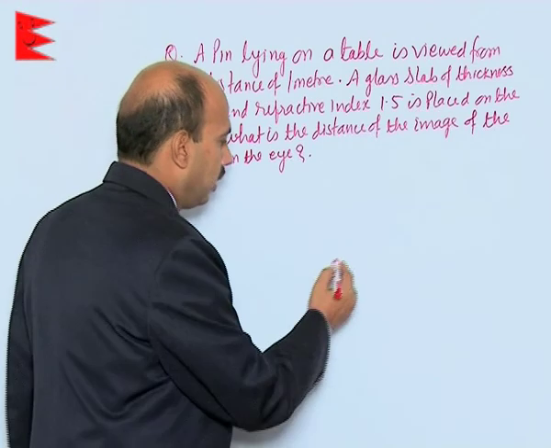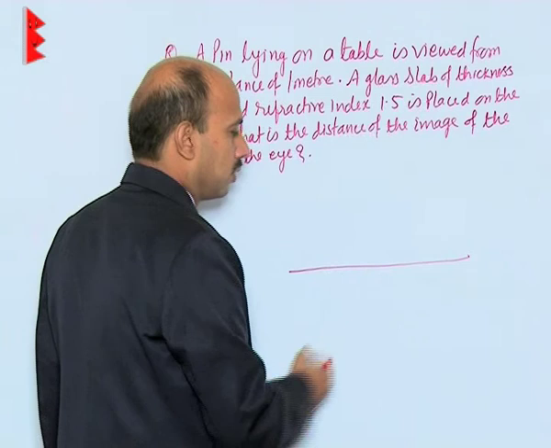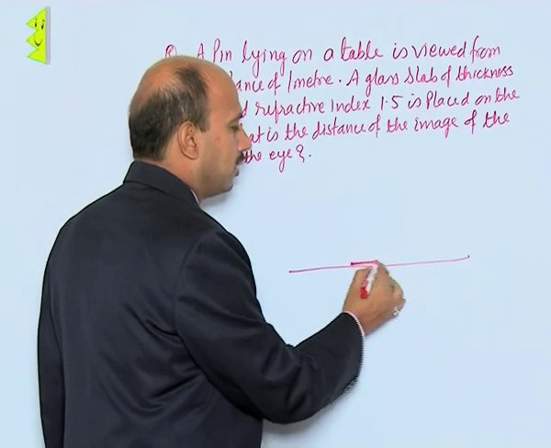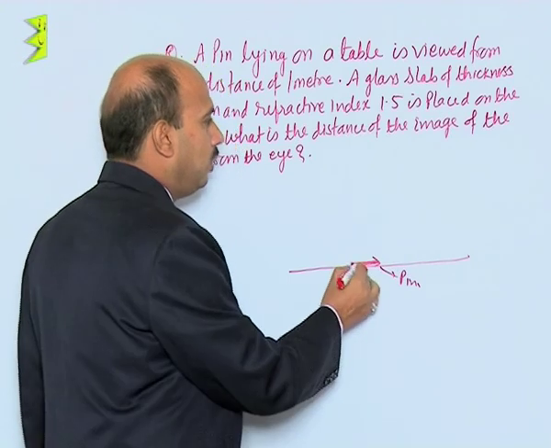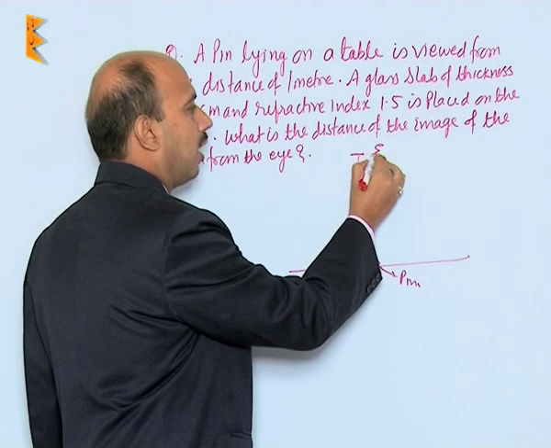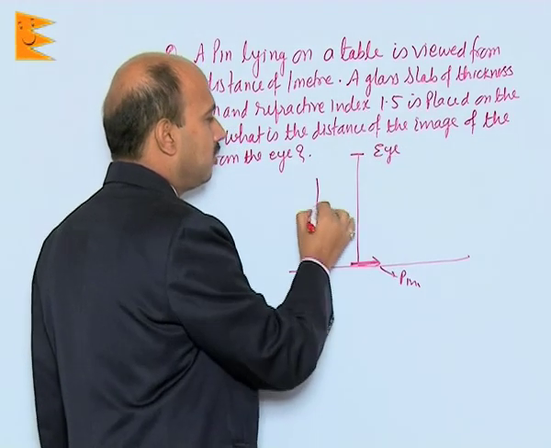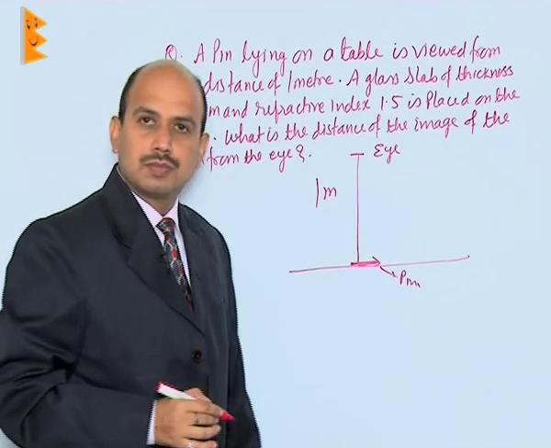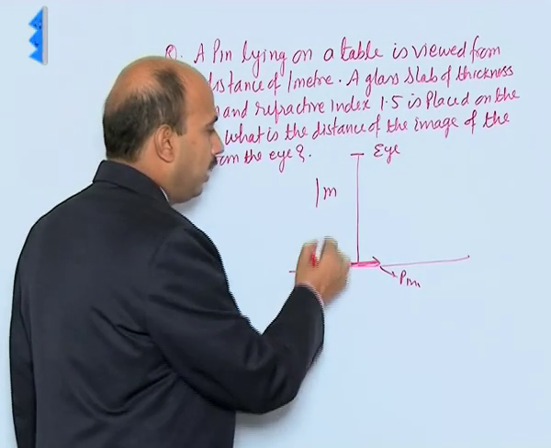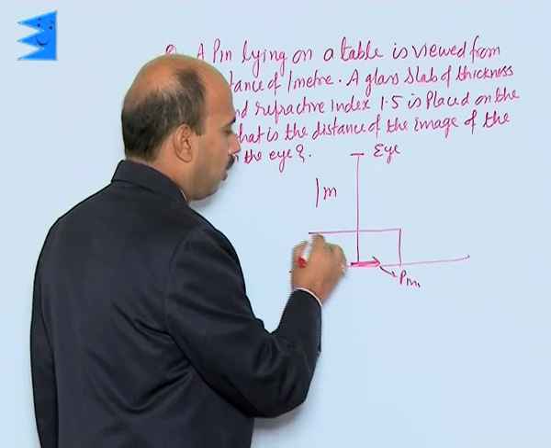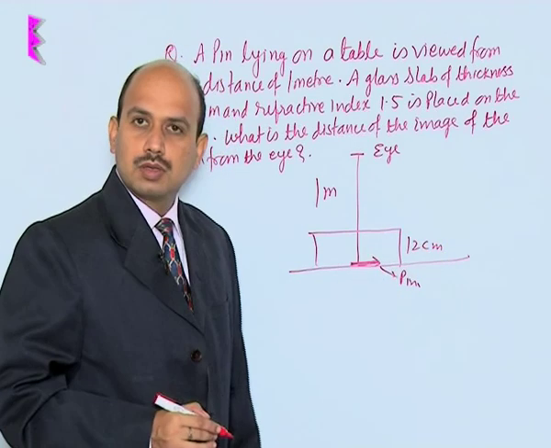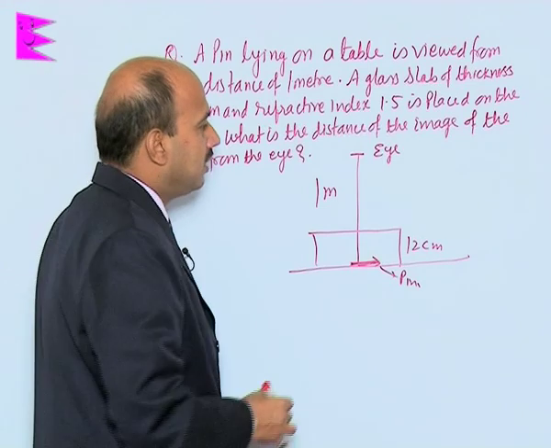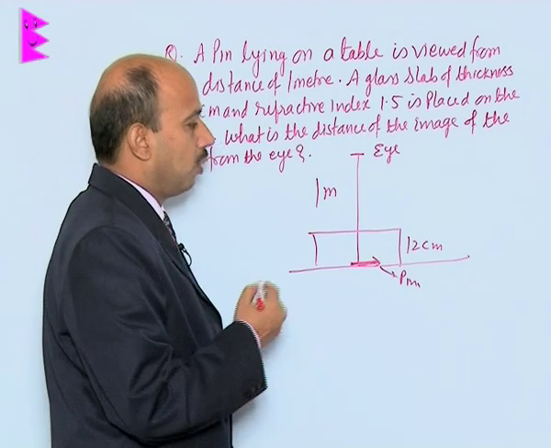Now see, suppose this is the table and a pin is lying at this point, and you are viewing from this point, there is an eye here and this distance is 1 meter. Now, when you place a glass slab of thickness 12 centimeter, what will be the distance of the image from the eye?